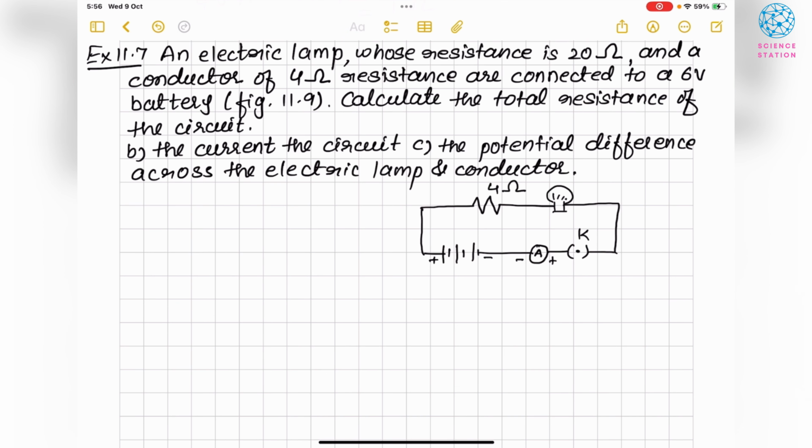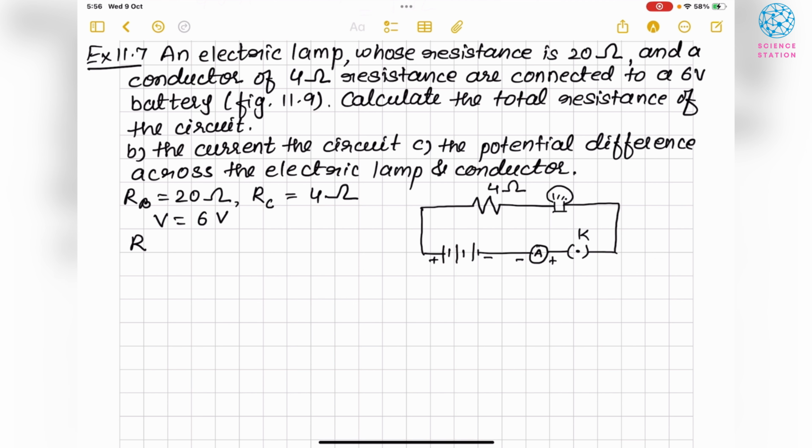Now 11.7 says an electric lamp whose resistance is 20 ohm and a conductor of 4 ohm resistance are connected to a 6 volt battery. See the figure. Calculate the total resistance of the circuit, then the current in the circuit and the potential difference across the electric lamp and conductor. So here resistance of bulb is 20 ohm and resistance of resistor, that is RC, equal to 4 ohm. So V is 6 volt.